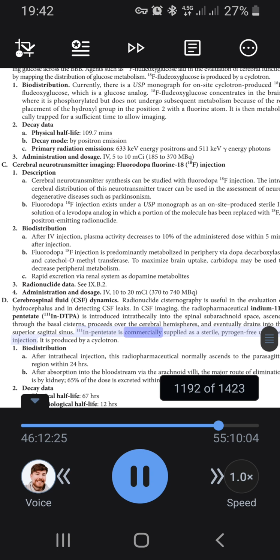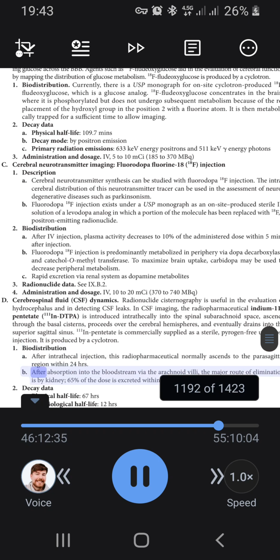Indium-111 pentetate is commercially supplied as a sterile, pyrogen-free unit dose injection. It is produced by a cyclotron. 1. Biodistribution. A. After intrathecal injection, this radiopharmaceutical normally ascends to the parasagittal region within 24 hours.